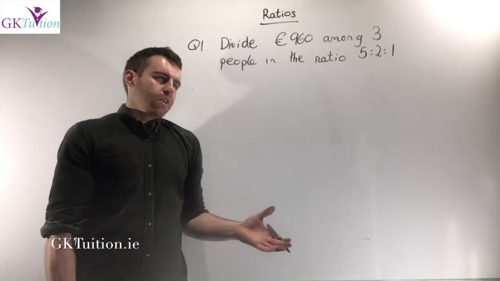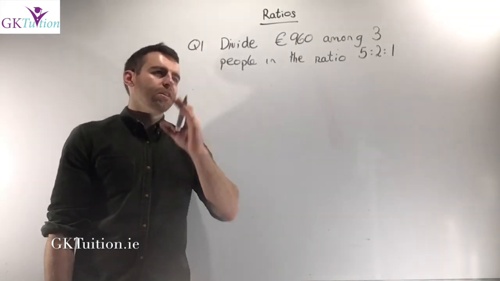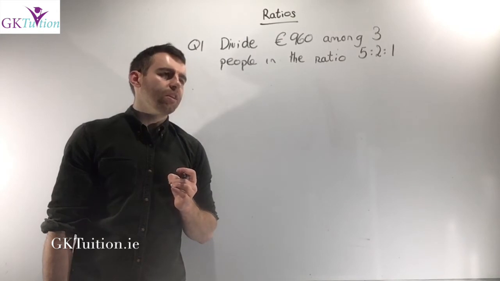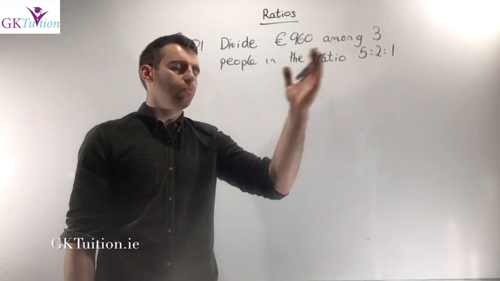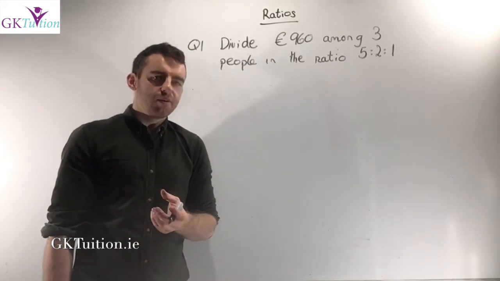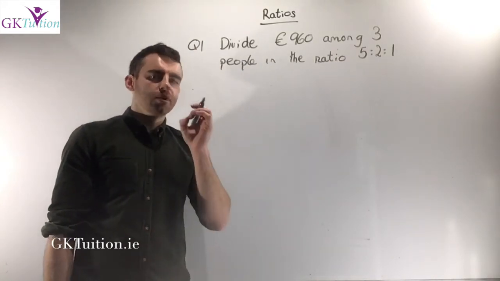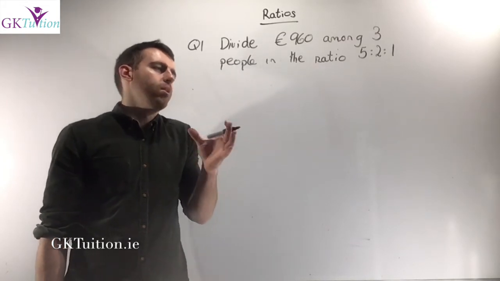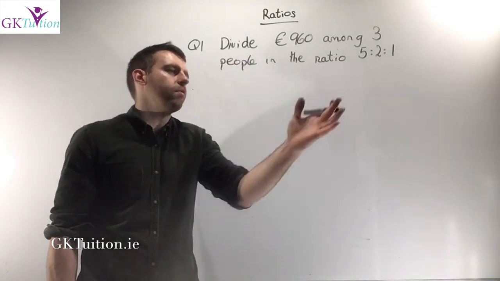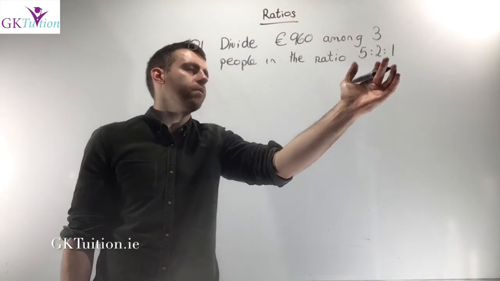In the first question here, it's straightforward enough. I'm simply asking you to divide €960 among 3 people in a ratio of 5 is to 2 is to 1. Now in a scenario like this, the first thing you need to do is work out how many different parts there are here in the ratio. What I mean by that is to work out the number of parts, you just add up 5, 2 and 1.